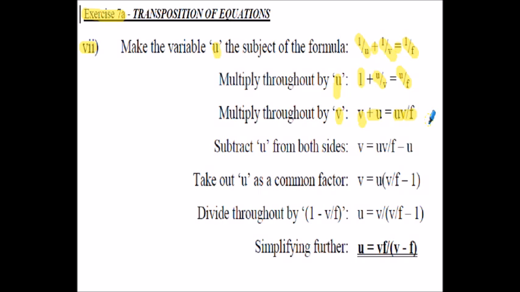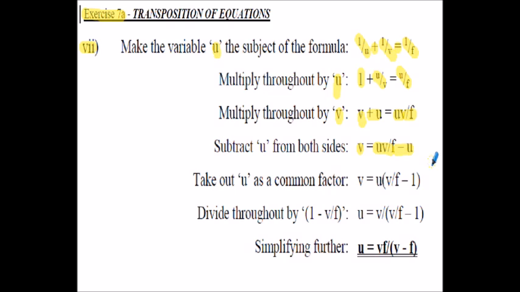I'm now going to subtract u from both sides of the equation because I've got to make u the subject, and it's on both sides of the equation, u on the left and u on the right. I need to bring them onto one side of the equation. So I'm going to take u from both sides. So I'm left with v is equal to uv divided by f take away u.